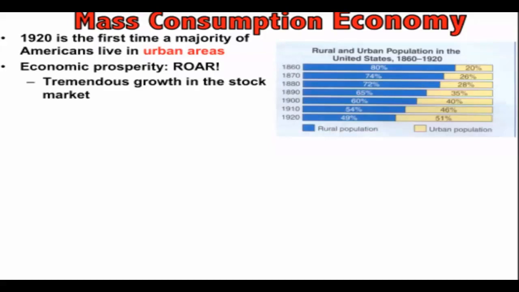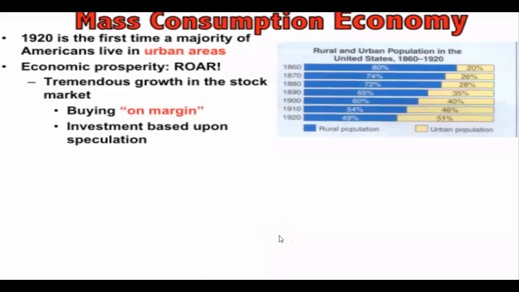And it would take largely the better part of 60 years or so before finally, you can see here on the bar graph, where most of the American population now lives in cities, 51-49. It would take about 60 years for that to happen. And there was a roaring prosperity to the economy.